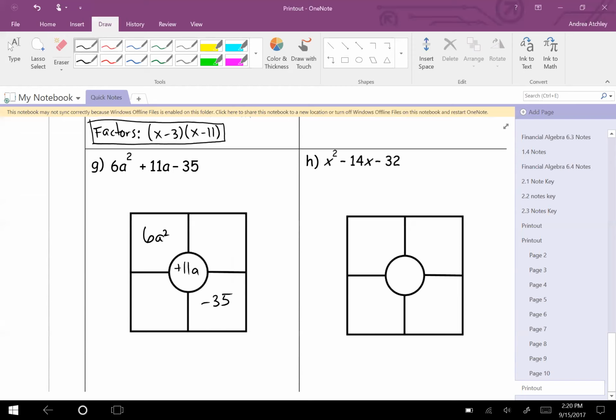Or you may. Elizabeth, what multiplies to our 6a squared? 3 and 2. And again, it doesn't matter where you put the 3a and the 2a at this point. Elizabeth, what multiplies to 35? 7 and 5.